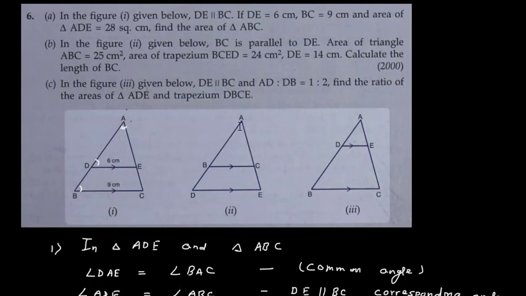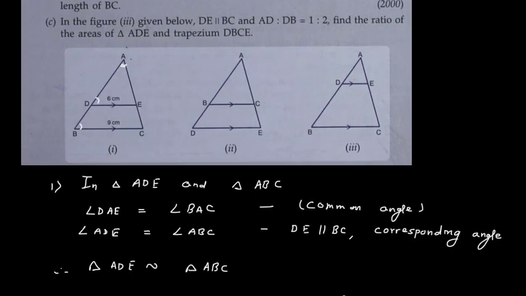And what is C? In figure 3 given below, DE is parallel to BC, and the ratio AD to DB is given as 1:2. We have to find the ratio of triangle ADE and the trapezium DBCE. I think you should try this question. It is similar to what we have done in questions 1 and 2. It is not exactly the same, but if you put your brain to it, you can find the solution. So try it. If you are not able to solve it, we will see it in the next class. Thank you.